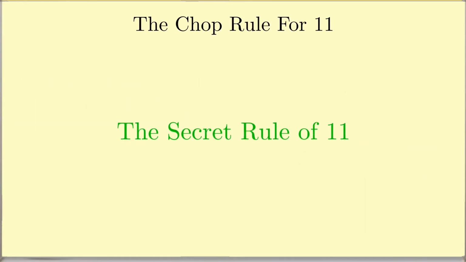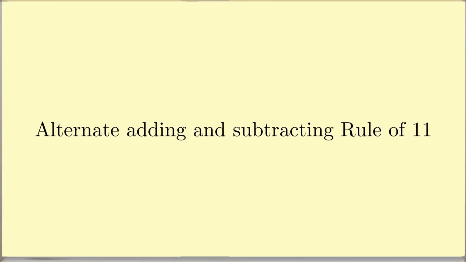There's another incredibly elegant rule for 11 that does not require chopping numbers at all. It is beautifully similar to how we just add up the digits to test for 3 and 9, but with a fascinating rhythmic twist. Here is the secret rule for 11. You simply alternate adding and subtracting the digits.